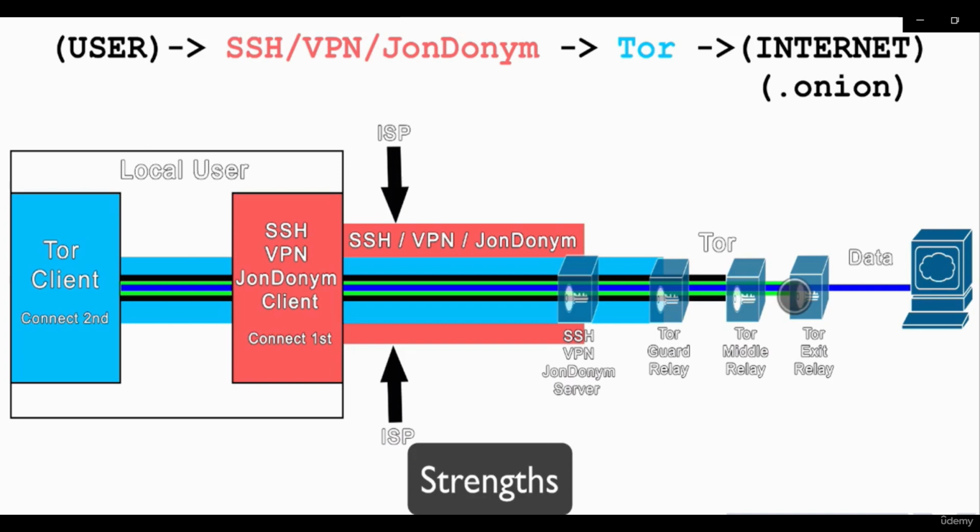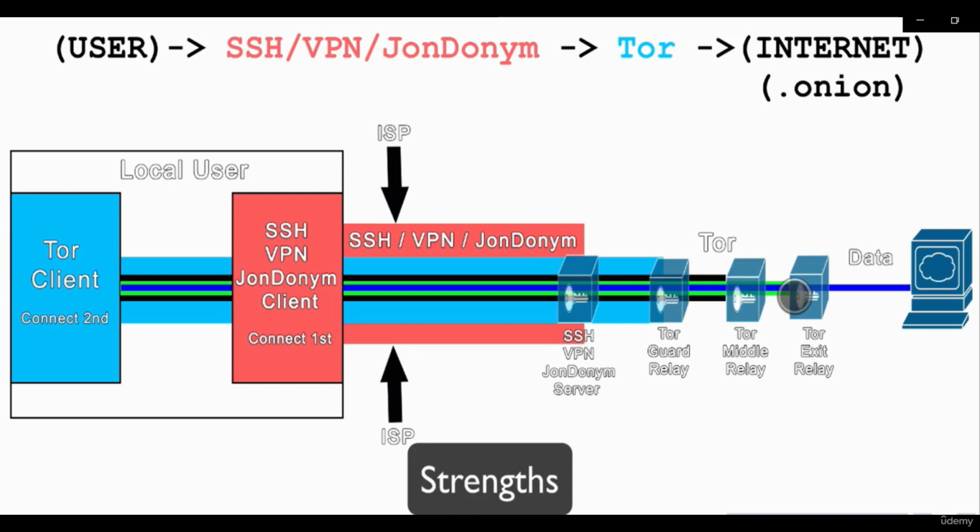Then it gains this data, and Tor helps to reach data by SSH, VPN, or Jondonym. Whenever you want to go to your desired data by SSH, VPN, or Jondonym, your ISP would be helpful for you.